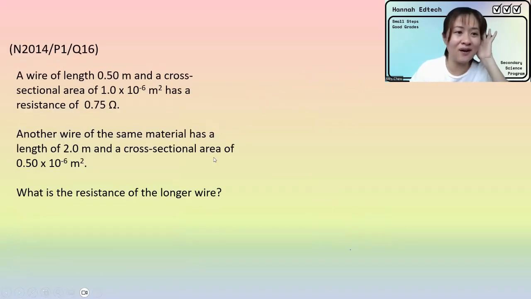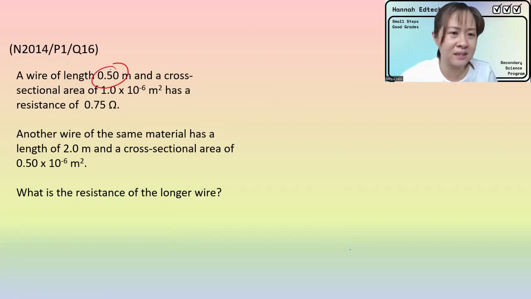Now, a length of wire 0.5 meter having a cross-section area of this and has a resistance of this. Another wire has the same material and has a length, I think 4 times, because the previous one is 0.5, so this one is 2. So it is 4 times longer in length, and the cross-section area seems to be half. So this is 1 times 10 to the power of minus 6. This is half times 10 to the power of minus 6. What is the resistance of the longer wire?